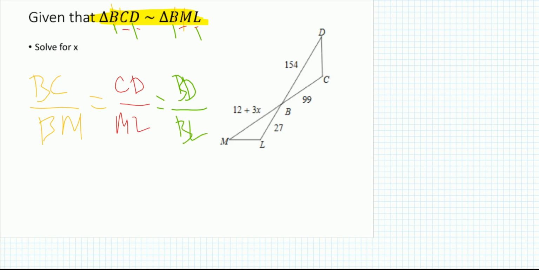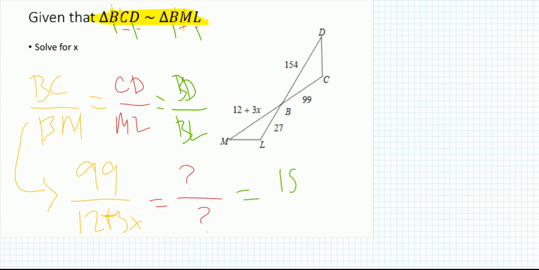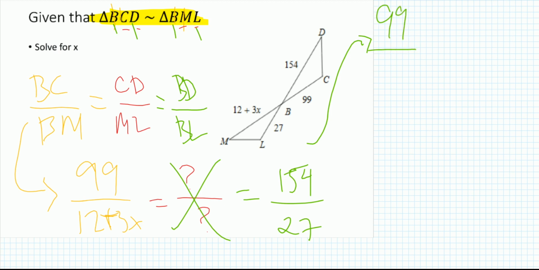Okay, you set up your equation, you substitute, and let's see what we end up getting. BC is equal to 99. BM is equal to 12 plus 3x. So already, there you go, that's the difference. And then we can get CD, which we have no idea. ML, again, no idea. And then we're going to get the last one, which is BD, which is 154 divided by, what is that? BL, which is 27. Okay, so that doesn't give us anything. So we go up here and create my equation: 99 over 12 plus 3x is equal to 154 over 27.